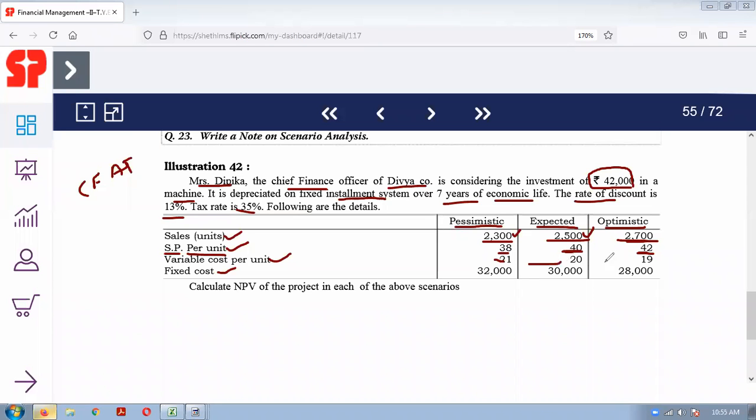Similarly, variable cost data are also given and fixed cost data are also given, in three different scenarios or situations. So we have to calculate the NPV in each of the above scenarios. Understood everybody this much? The illustration, everybody understood? Simple only. Normal NPV only we have to calculate, but under three different situations. Clear? Any confusion?